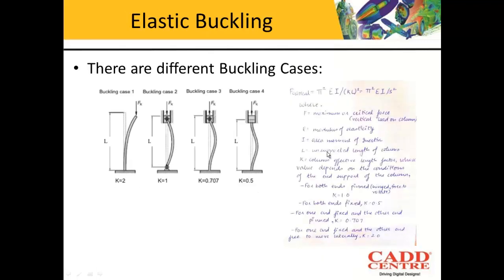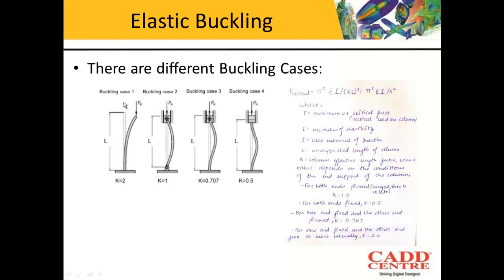Now when you talk about buckling, there are different cases that we can study. The first thing is, look at the formula over here. The formula for calculating the buckling load is F equals pi square EI divided by (KL) square. In this, F is the critical force or the buckling load, E is the modulus of elasticity, I is the area moment of inertia, L is the unsupported length of the column, and K is the column effective length factor whose value depends on the conditions of end supports of the column.